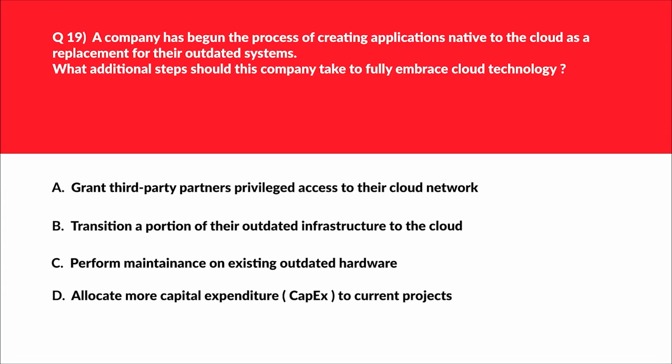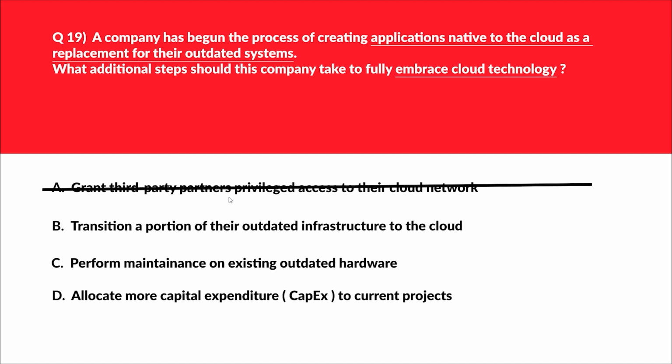Let's bring the heat to the snow. We'll first look at option E. E says grant third-party partner privileged access to their cloud network. Granting third-party access could potentially expose sensitive data and systems to security risk, which is not required, therefore incorrect.